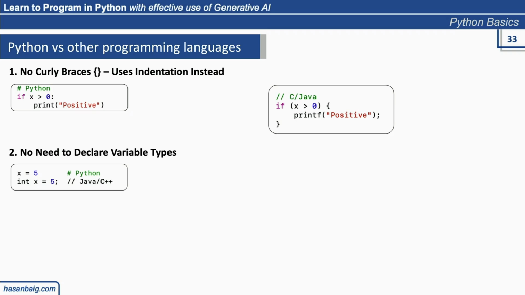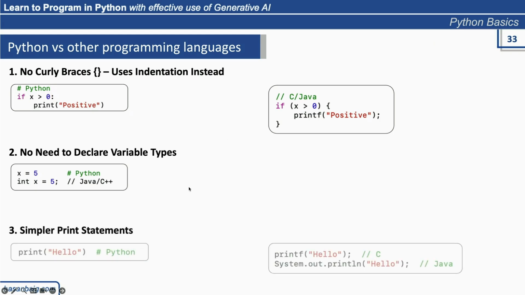Okay. Next is simpler print statement. You can see in Python you have already experienced this. In C, you write printf, or System.out.println in Java. It doesn't mean that Java is not efficient. It is sometimes better compared to Python in many different ways.